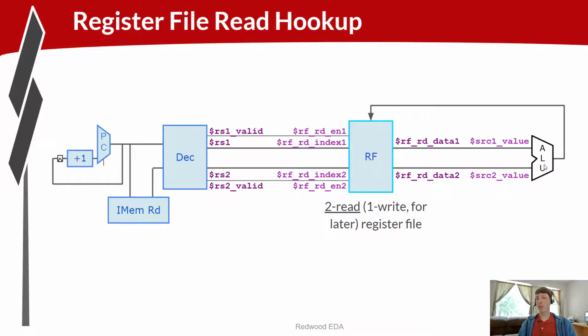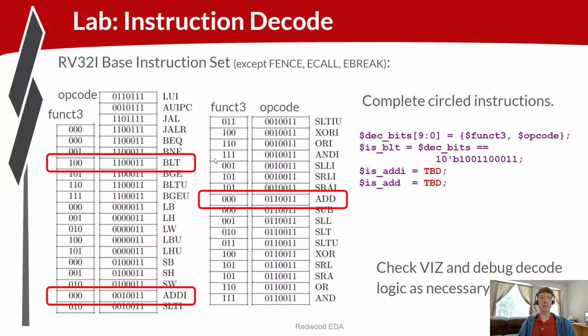So your next task will be focused on the arithmetic logic unit, but before we actually look at that, we need a little bit more help from the decoder. We need to know which instruction the ALU needs to operate on. So our next task is to provide these signals to identify which instruction we're executing. So is BLT, is ADDI, is add, saying this is one of those instructions.